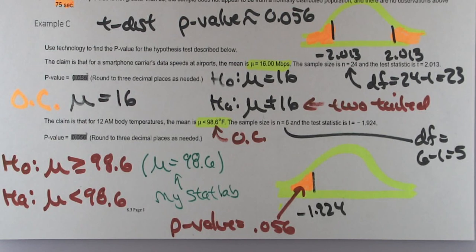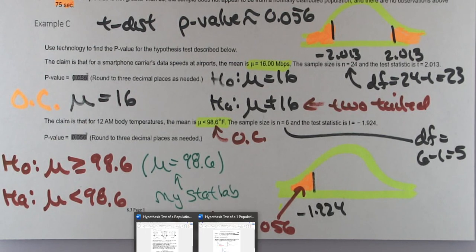All right. How are we looking on that one? Feeling okay with finding p-values? Let's move on to actually doing the actual hypothesis test. All right, that works for me. So let's flip it over to example D.